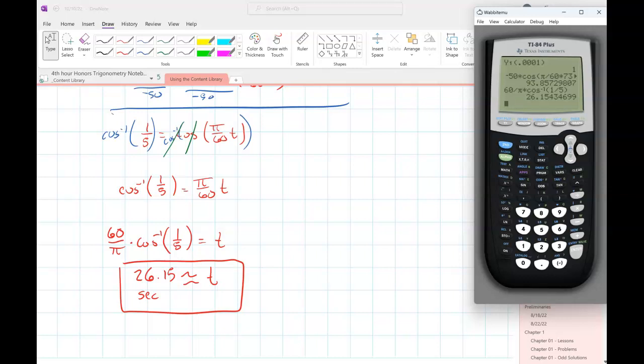Is that the only answer? No. Why not? It could be 45 feet off the ground on the other side, or 45 feet off the ground on the second time around, or the third time around, or the fourth time around, right? Notice, though, what did the question ask for?